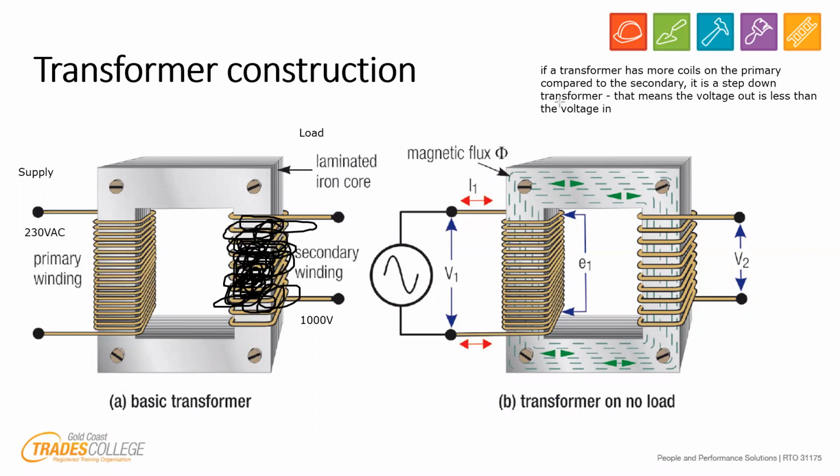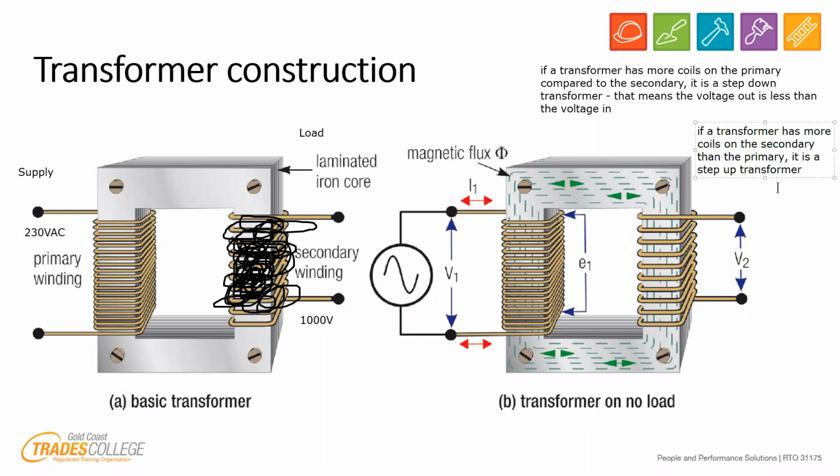So that's how it works. Obviously, I can change my sentence at the top to now say, if the transformer has more coils on the secondary than the primary, it is a step up transformer. Those are the two main types that you're going to deal with in this course, guys. It's a step up and a step down. One changes the voltage up, makes it higher. The step down makes it lower.